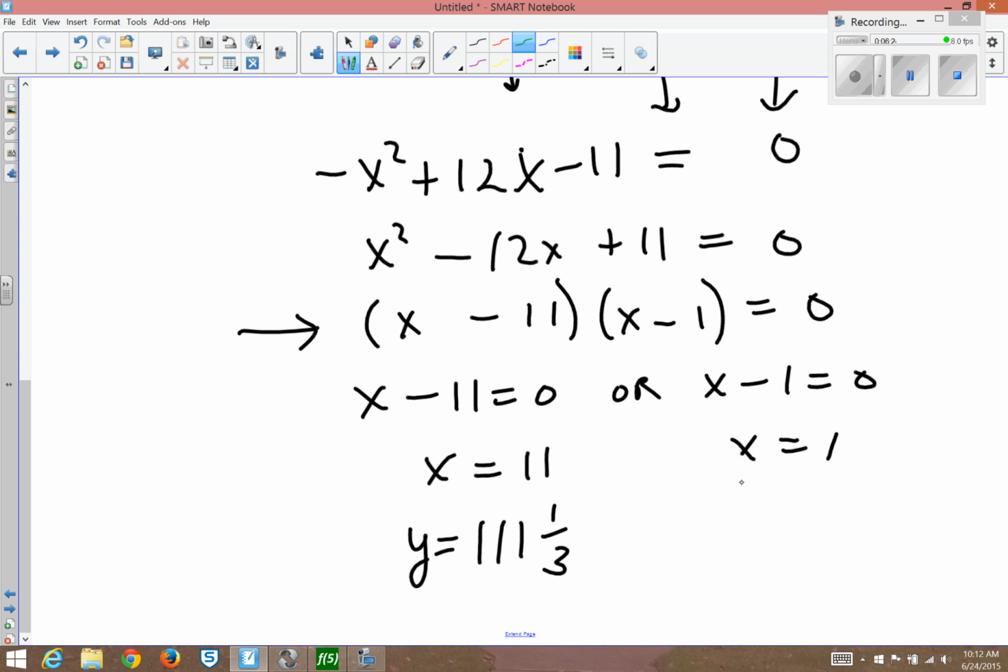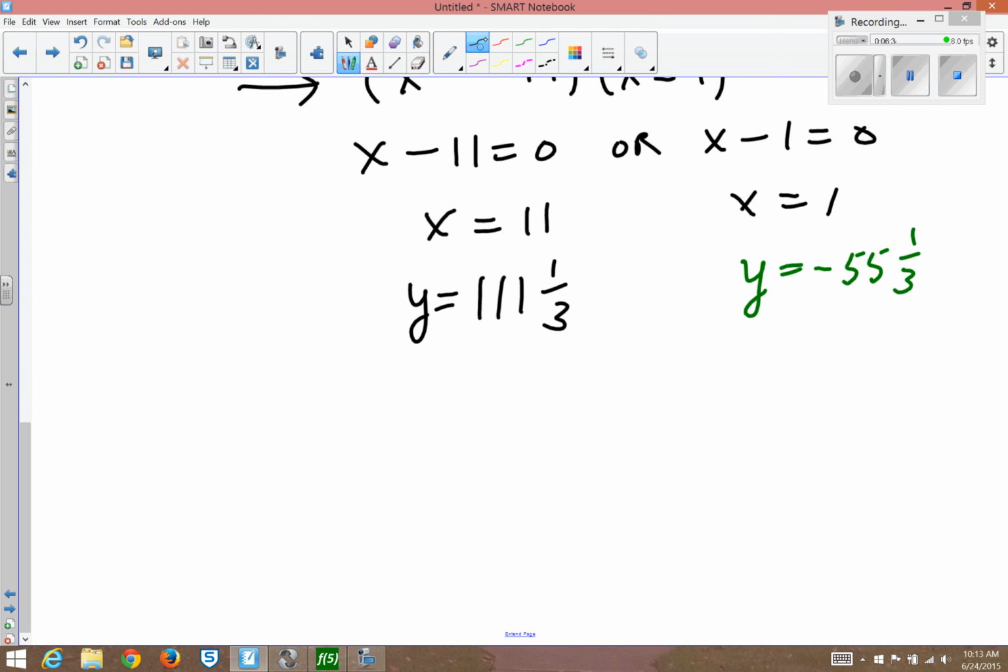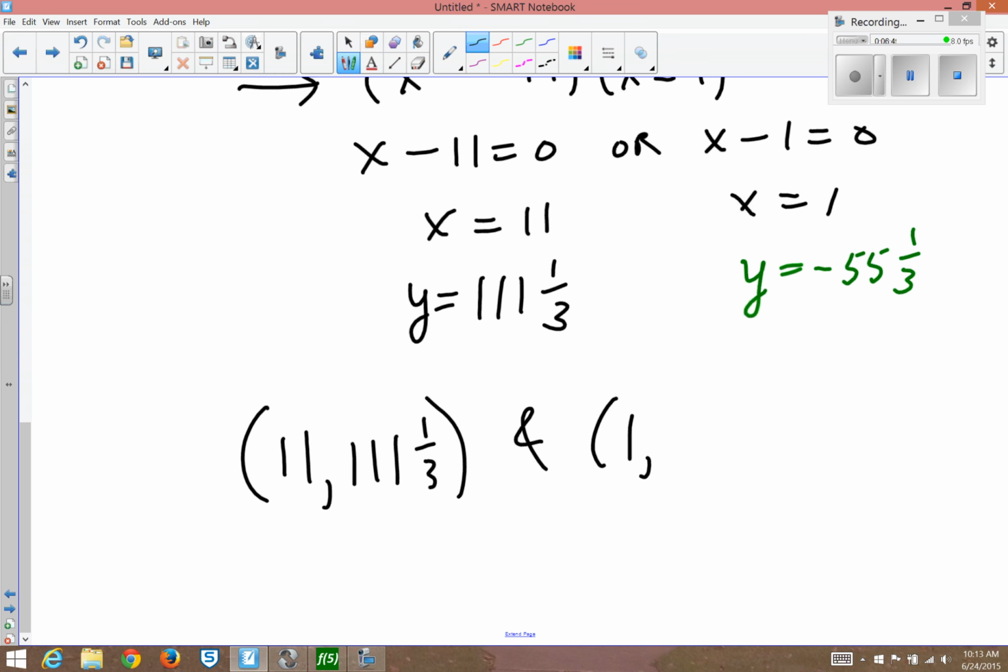And then when x is 1, y is -55 1/3. So the question is, find the points on the graph at which the tangent line is horizontal. That would be at the point 11, 111 1/3, and also at the point 1, -55 1/3.